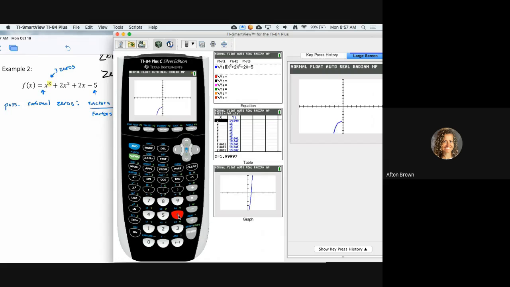I expected the graph to start low and end high. So this is good. It had a little wiggle right here, but it's only crossing at one number. So that means it's going to have one real 0. The other 2 must be imaginary because they're not crossing the x-axis.